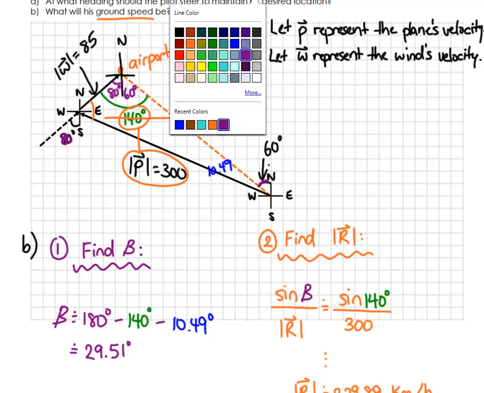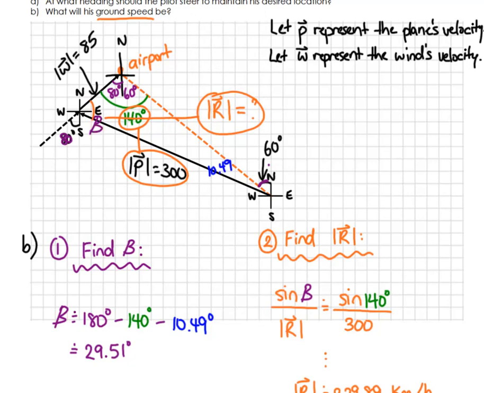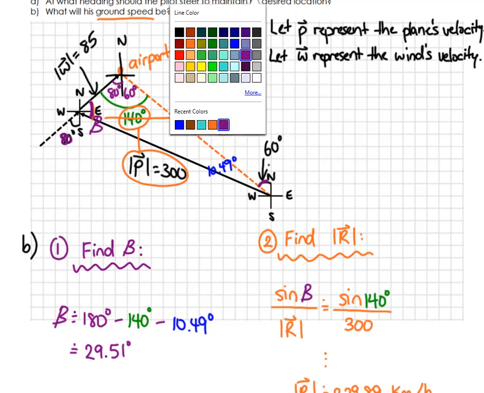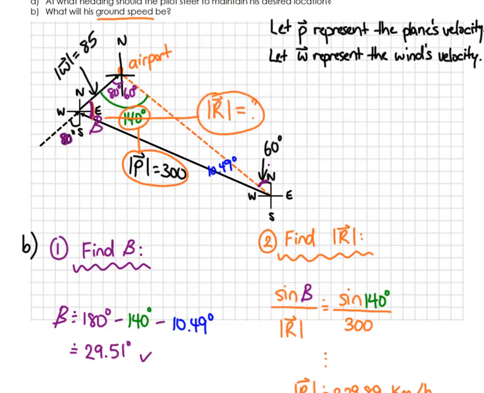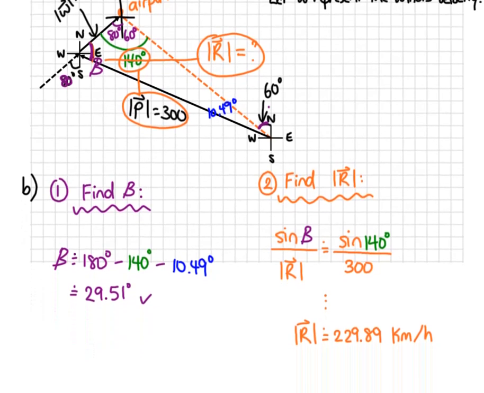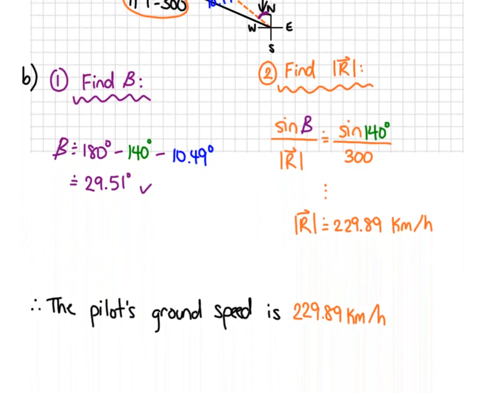We will call it, I used alpha, beta. Okay, so that's this angle right here. All right, to find beta, couldn't we just do 180 minus the green 140 minus the blue 10.49 degrees, and then we would get our purple, 29.51 degrees, and then we can use that to find our resultant of 229.89 kilometers per hour. Okay, so that is the ground speed.